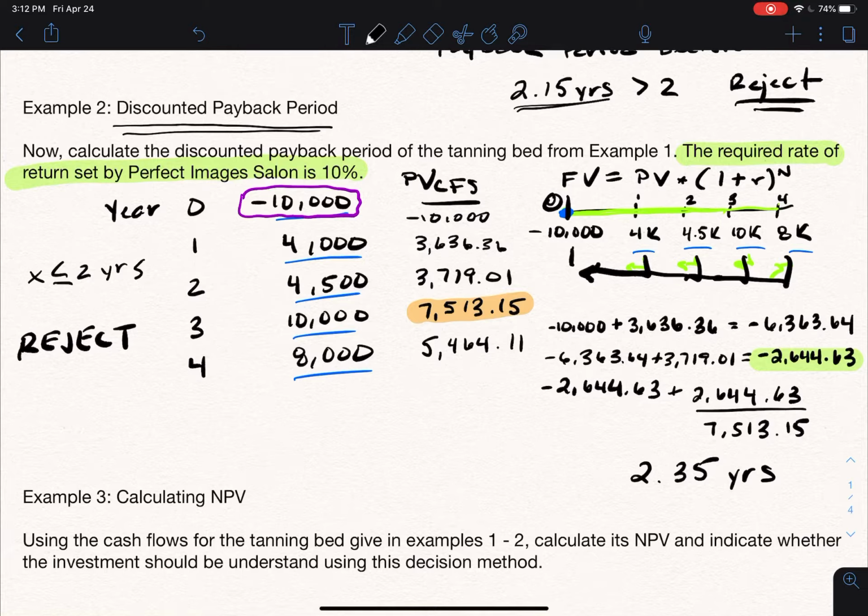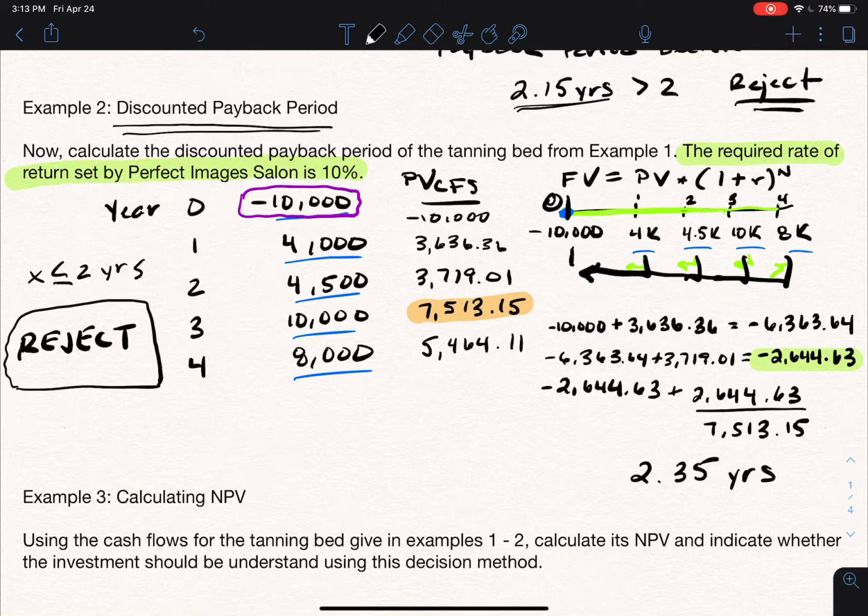And as we already stated, with an accept-reject criteria of 2 years or less, we already know that 2.35 years is too long, and since it is too long, we're going to reject the decision. Okay, so that's how you do the payback period. That's how you do the discounted payback period.